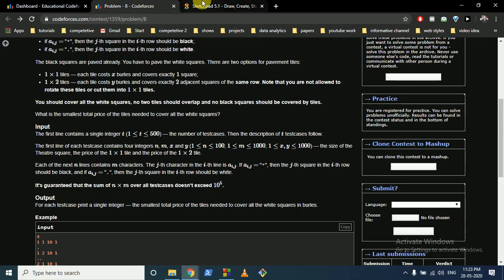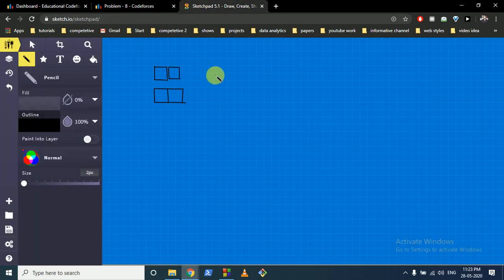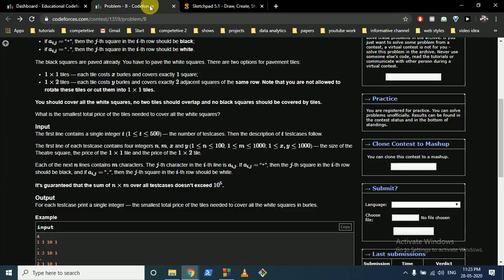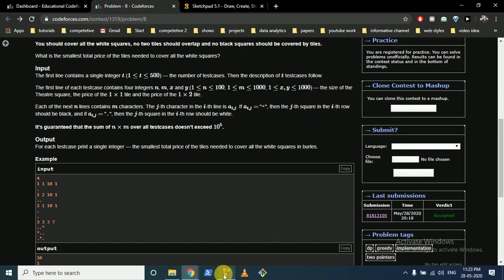So you can only put the 1x2 tile when there are two adjacent dots. But if there is only one dot, you have no other option but to put the 1x1 tile. So that's the simple logic. I hope you understand. Let's move on to the code and it will be more clear to you.